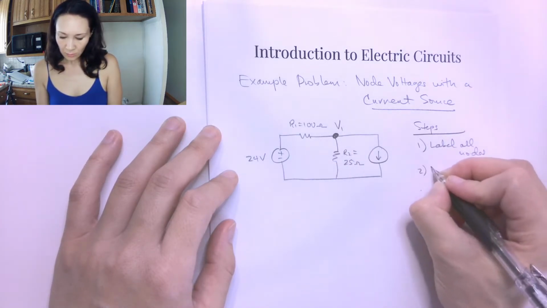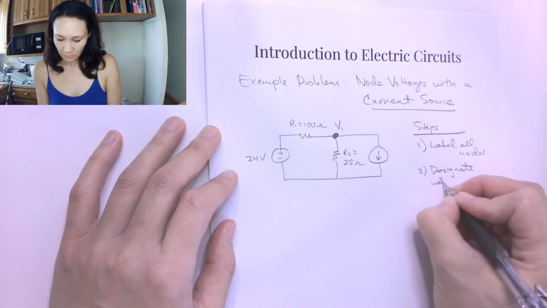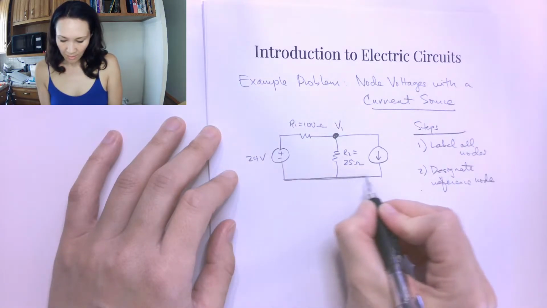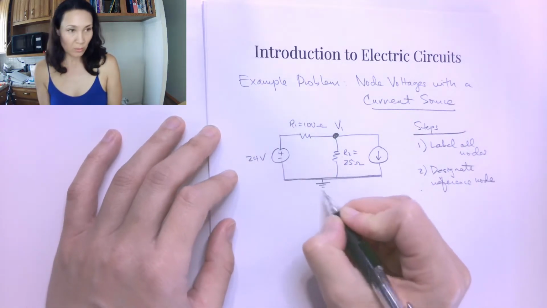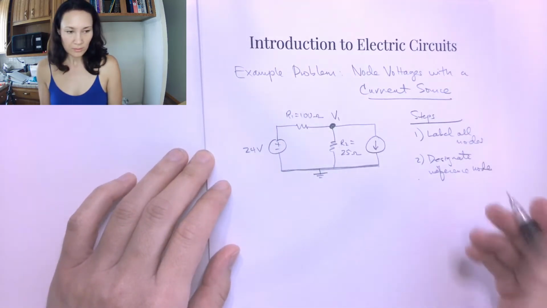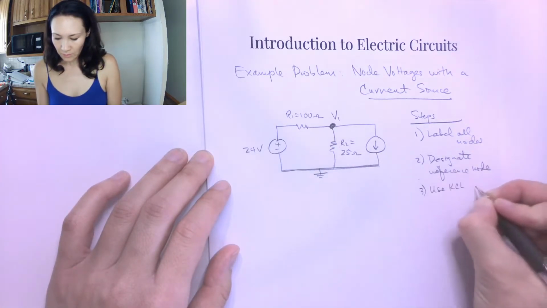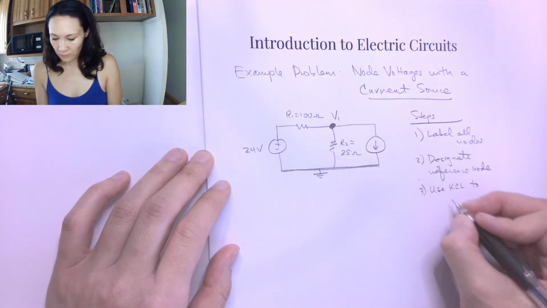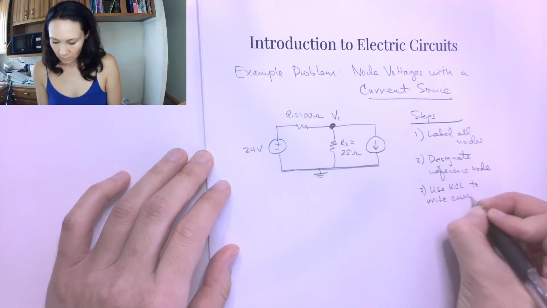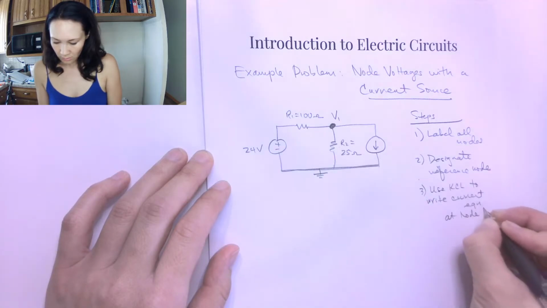The next is we're going to designate a reference node. I'm going to make this bottom node here my reference node. I'll label it with ground so that it just reminds me that I'm going to consider the voltage here to be 0 volts. And then the next thing I'm going to do is use KCL to write a current equation at node V1.